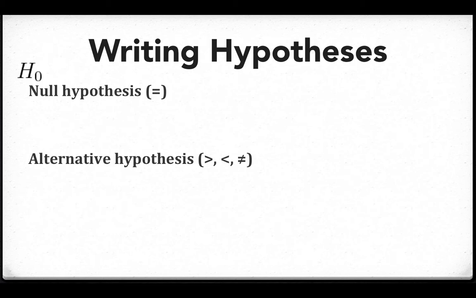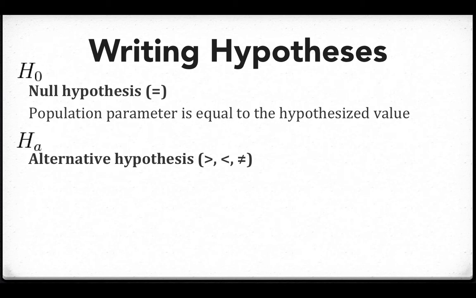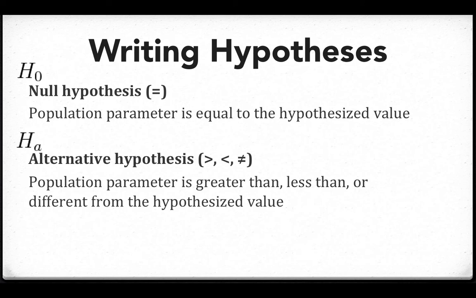The null hypothesis is denoted as H sub 0. The alternative hypothesis is H sub A. In the null hypothesis, the population parameter is equal to the hypothesized value. In the alternative hypothesis, the population parameter is greater than, less than, or different from the hypothesized value.